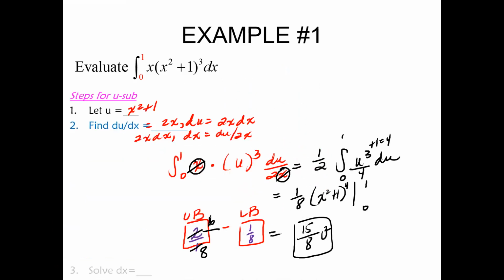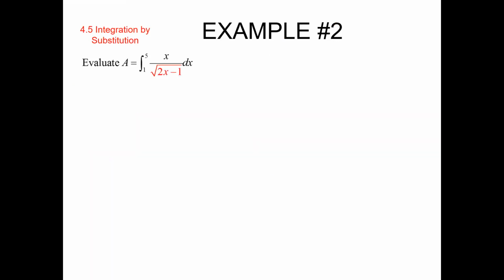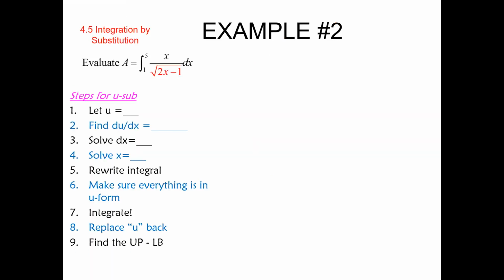All right, let's go ahead and take a look at example 2. Here are your steps for U sub. With example 2, notice that you have a square root on the bottom over here. The integral is from 1 to 5. So let's go ahead and say let u be 2x minus 1. Then your du is going to be just 2 dx. dx is going to be du over 2. And you can go ahead and solve for x.